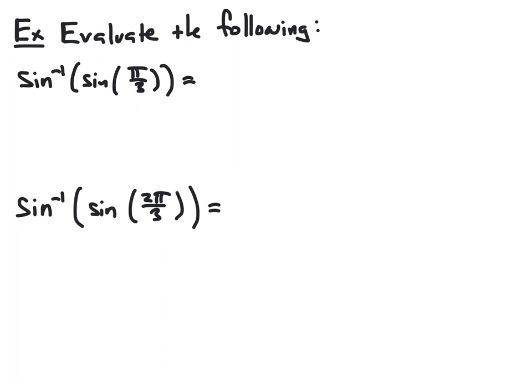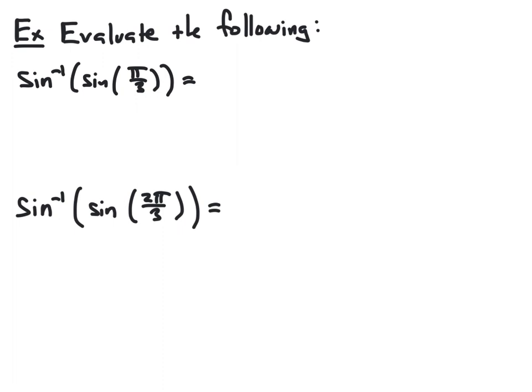We'll first look at a couple examples where we're composing a trig function with its own inverse trig function. For example, composing the sine function with the inverse sine function, as in this example. Here we want to evaluate these two expressions, the inverse sine of sine of pi over 3 and the inverse sine of sine of 2 pi over 3. Typically, when we compose a function and its inverse function, we get the exact same value that we started with back.